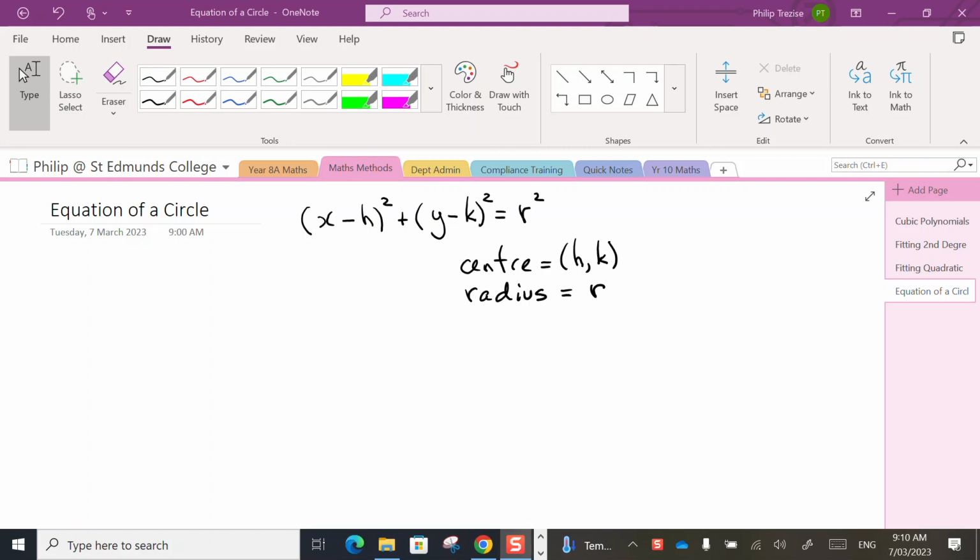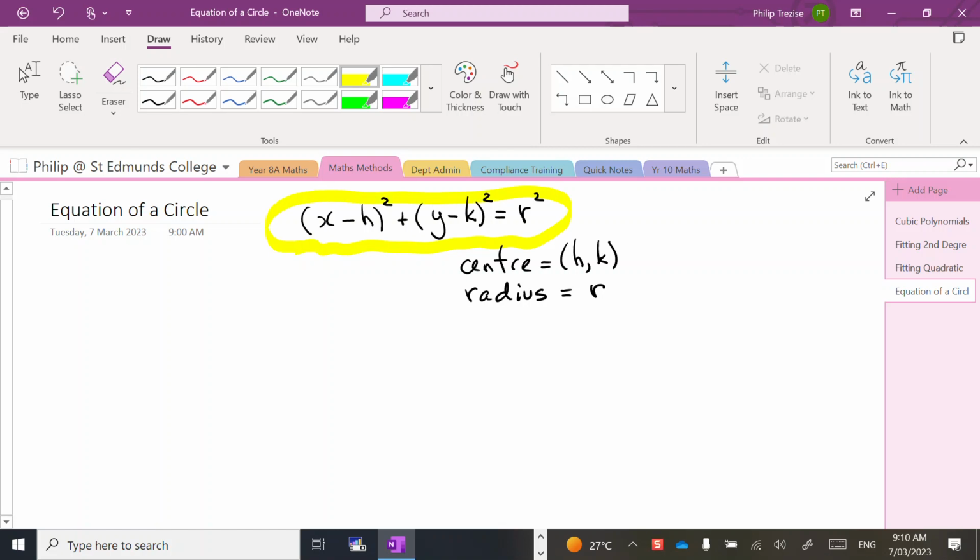Hi everyone. In this lesson we're going to be doing some questions about the equation of a circle. Remember, this is the equation that we'll be working with for our circle, where the centre point has coordinates (h, k) and the radius has value r. So let's have a look at a typical question that we might be given.